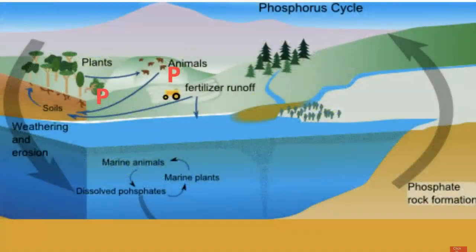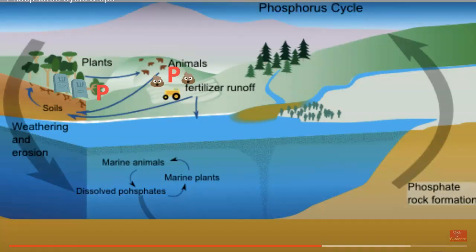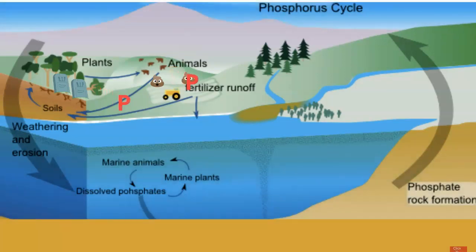Step 3, return to the environment by decomposition. Animals excrete waste, and decomposers are able to use the phosphorus in the waste material. Furthermore, when the plants and animals die, the bacteria convert the organic phosphorus into inorganic phosphorus in a process called mineralization. And then step 4, sediment to rocks. Some of the phosphorus gets buried in sediment, which over time becomes rocks, and the cycle continues.